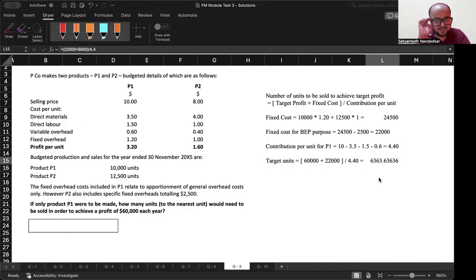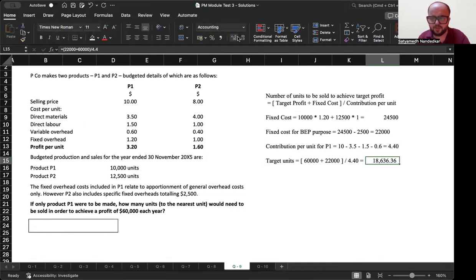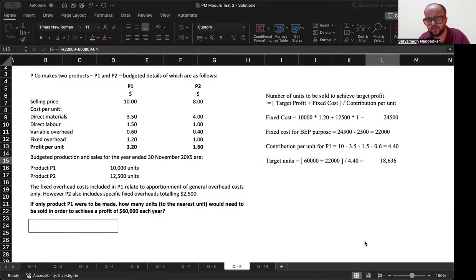It's coming to 6363. No, sorry, my mistake. I did 22 plus 6. I should do 22 plus 60. So the answer is 18636.36. That is 18636 units to the nearest unit. So 18636 is your answer.